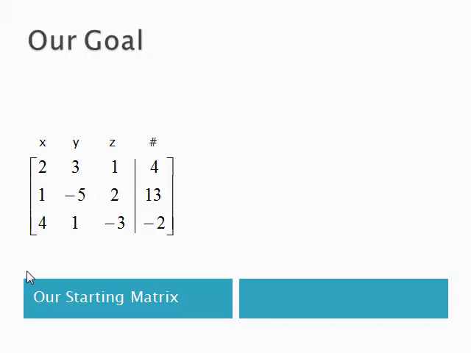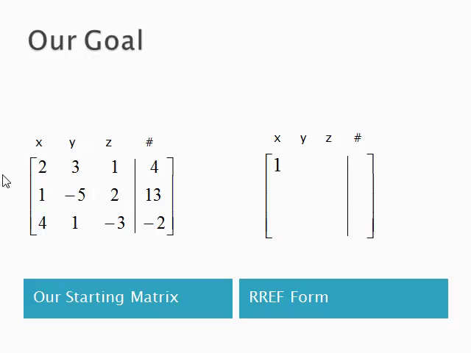Now, this is our starting matrix. What is our goal? Our goal is to get to what is called reduced row echelon form. There are a couple of requirements for a matrix to be in reduced row echelon form. The first requirement is that the first non-zero number in a row has to be a 1. So we want this top number here to be a 1.